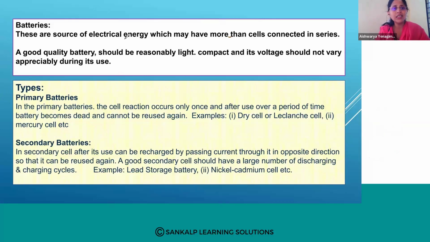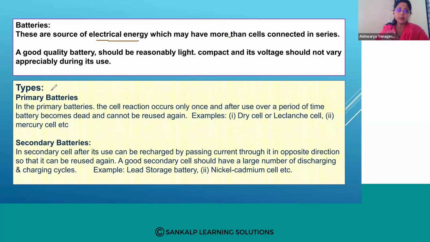Fine. So batteries are a source of electrical energy which may have more than one cell connected in series. A good quality battery should be reasonably light, compact, and its voltage should not vary appreciably during its use. We judge the quality of any object by its usage. Similarly here, it should be reasonably light and compact, and the voltage should not vary when you are using it.